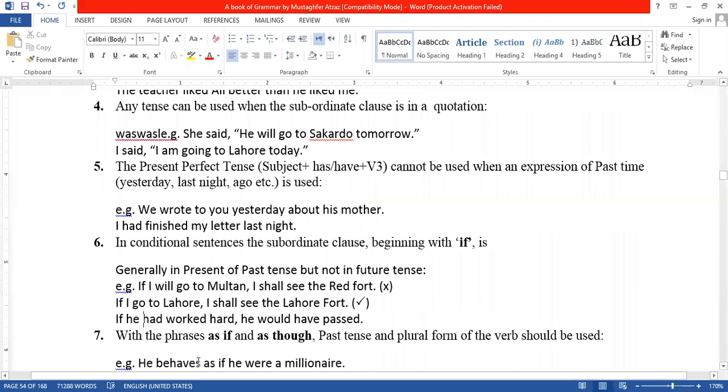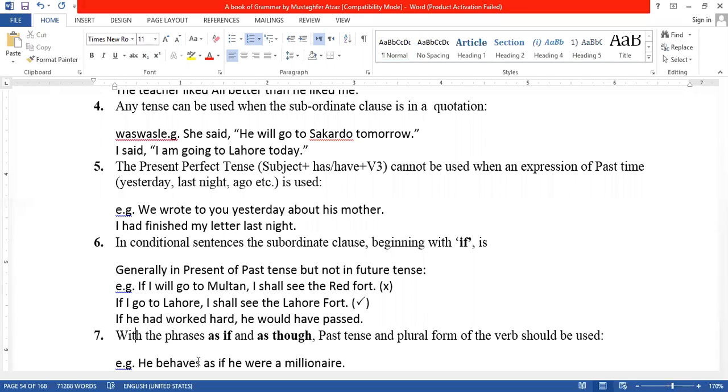Look at this one. "If he had worked hard, he would have passed." Now this is the third conditional. So had plus third form of verb is followed by an independent clause, would have plus third form. I will teach you this in detail when we study the four conditionals.